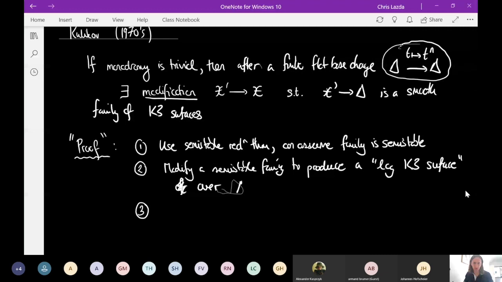So a log K3 surface is just a logarithmic analog of a smooth family of K3 surfaces. So a proper log smooth map such that, let me write this out actually. The key point here is that if I take the top degree logarithmic differential forms this time, then this is trivial.